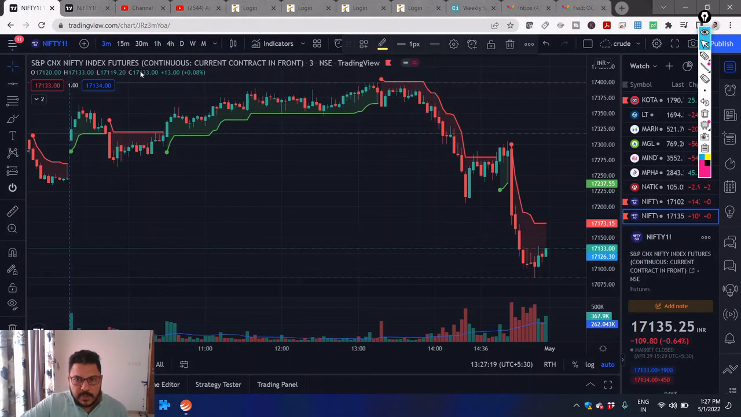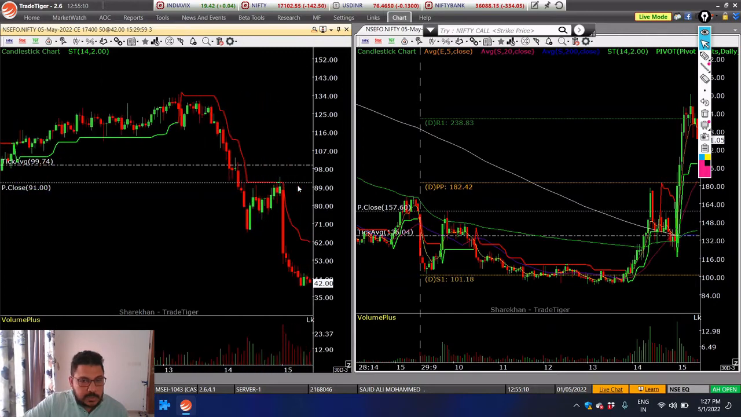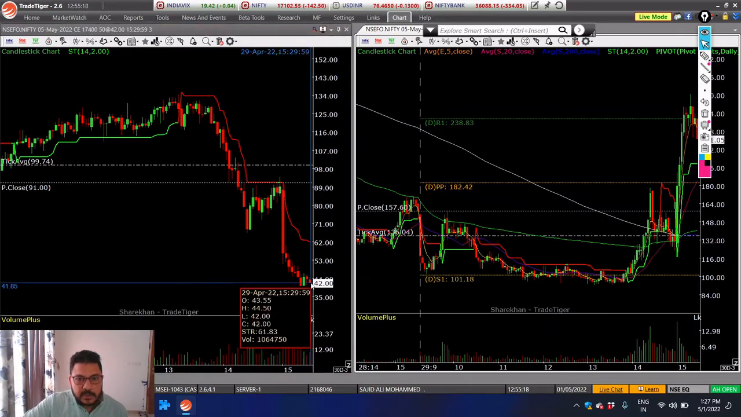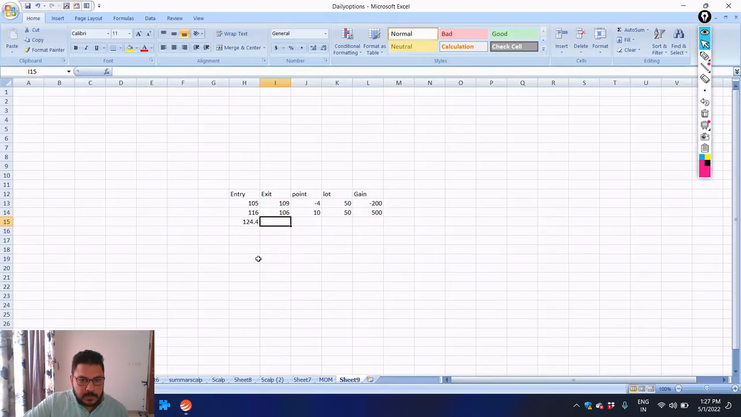Okay, and where do we exit? We could have exited here, right? So did we get an exit here on this chart? We didn't get an exit. We got an exit on the spot chart, but here the super trend is still intact because it's not closed above the candle. So you have not exited. You exited only at 42. Okay, so this is 42.